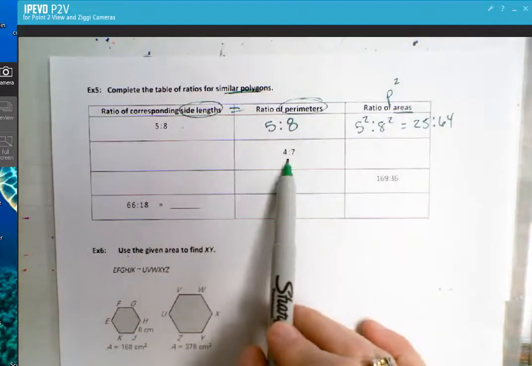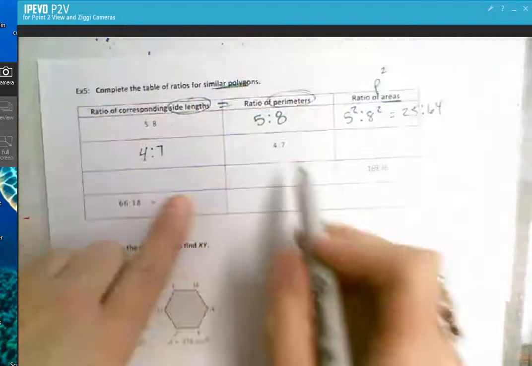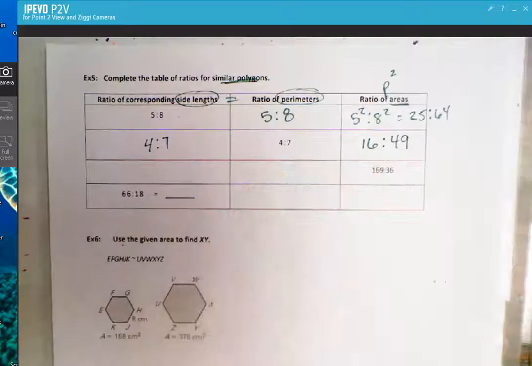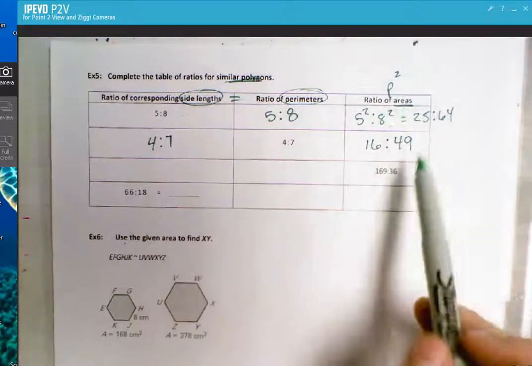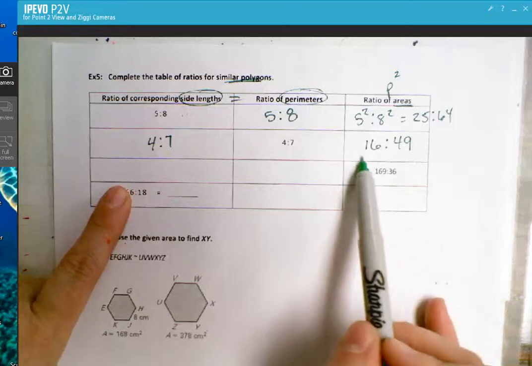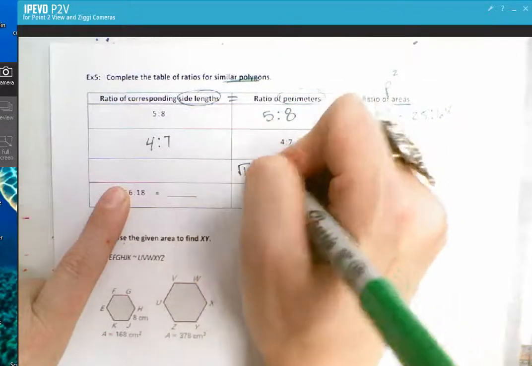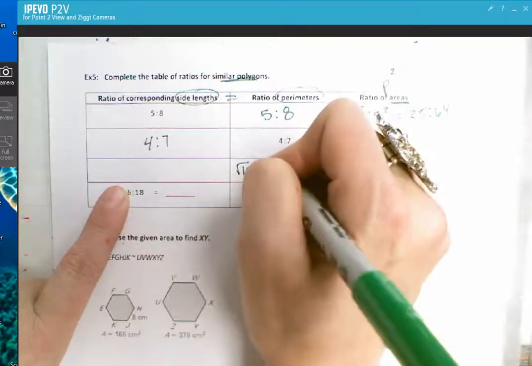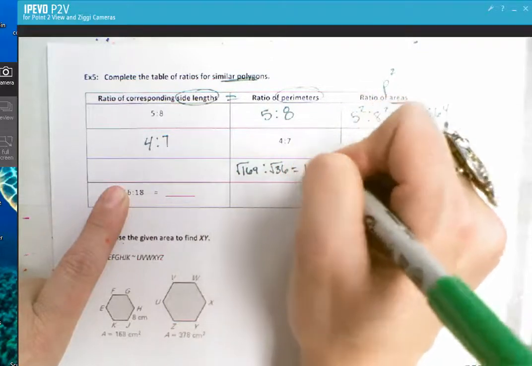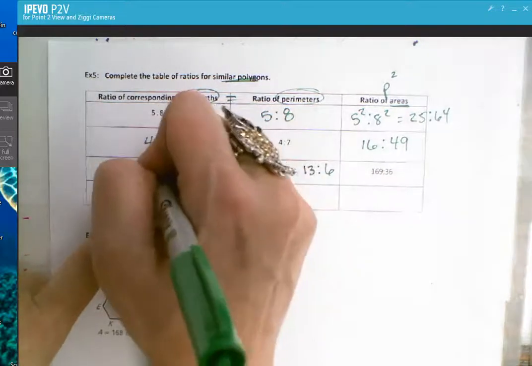They gave me the perimeter ratio of 4:7. So I know the side ratio is going to be the same, and I know I have to square to get to the area ratio. 16 is to 49. You want to make sure you simplify these as you go. Here they gave me the area. It's already been squared. So if I want to figure out where it was before it was squared, I have to take the square root. So this is the square root of 169 as the square root of 36. So this is equal to 13 is to 6. And I know perimeters are the same as side length, so 13 is to 6.